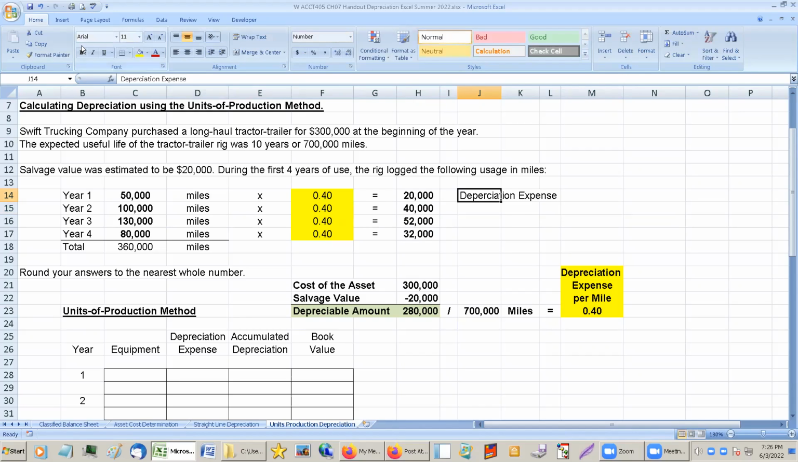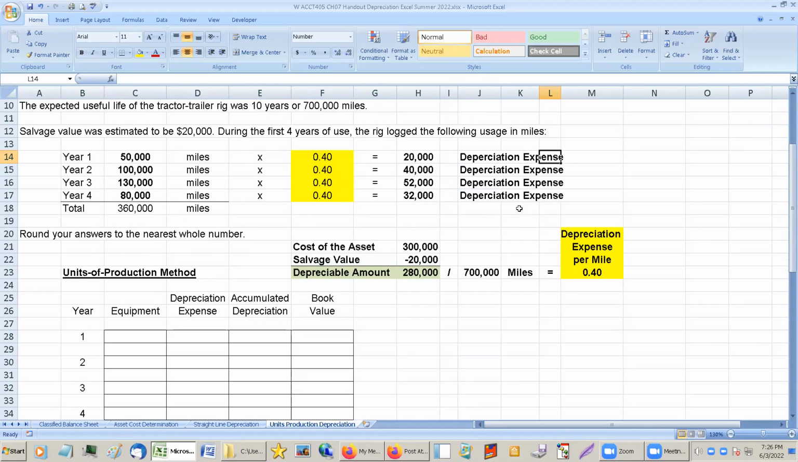The first year will be 20,000. Next year will be 40,000. Notice we used it twice as much. The third year we used it even more, and then it dropped back down a little bit. Okay, so it's going to look like this: 20,000, 40,000, 52,000, and 32,000.